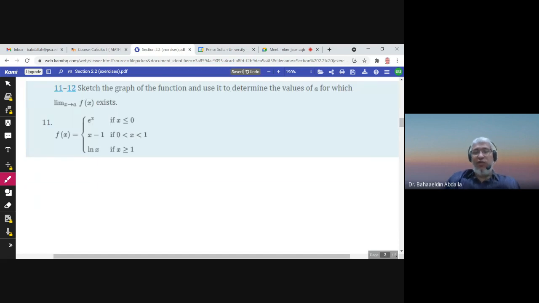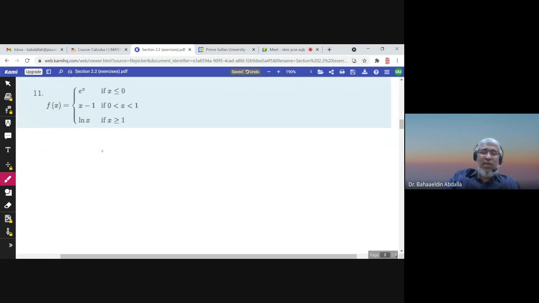Sketch the graph of this function and use it to determine the values of a for which the limit exists. This is a piecewise function. Let us sketch the graph of this function. These are the x values. When x is 0 and when x is 1, the function changes its definition. So in fact, we have three definitions, three pieces of this function.